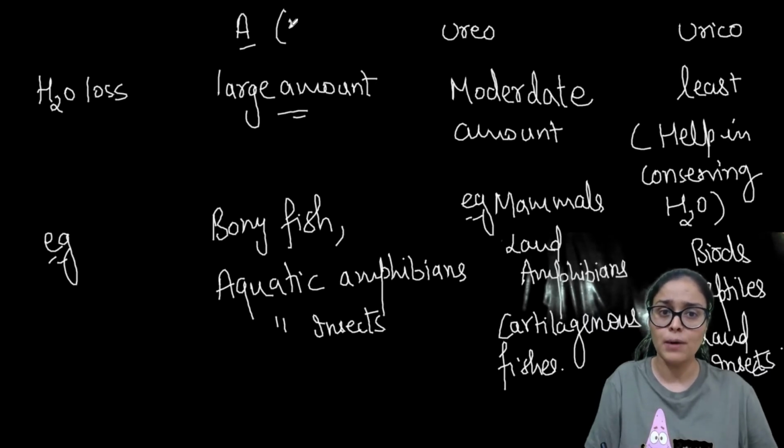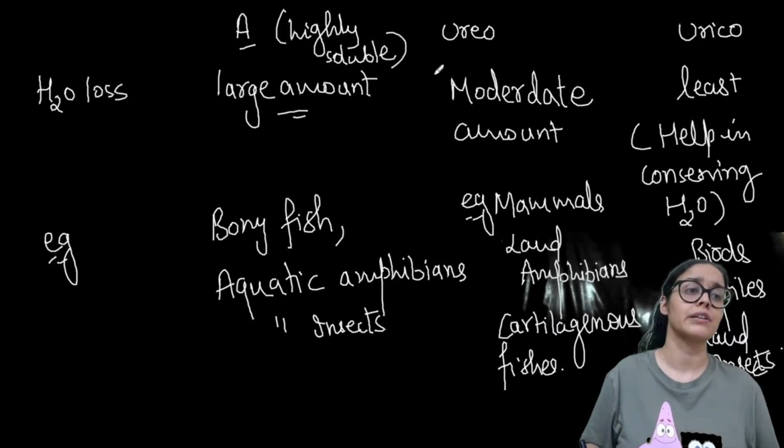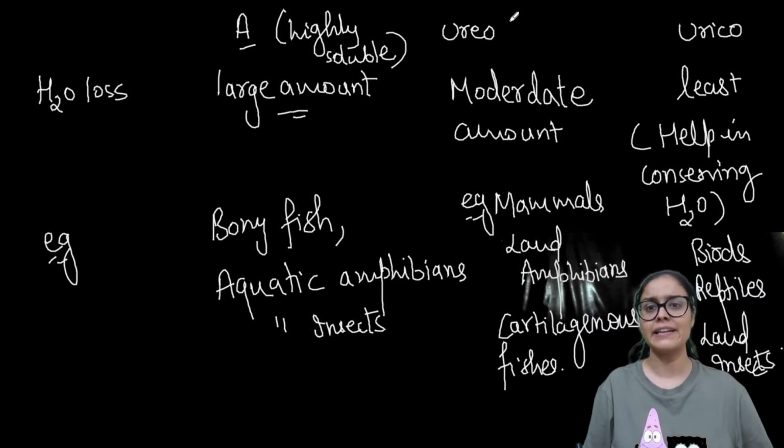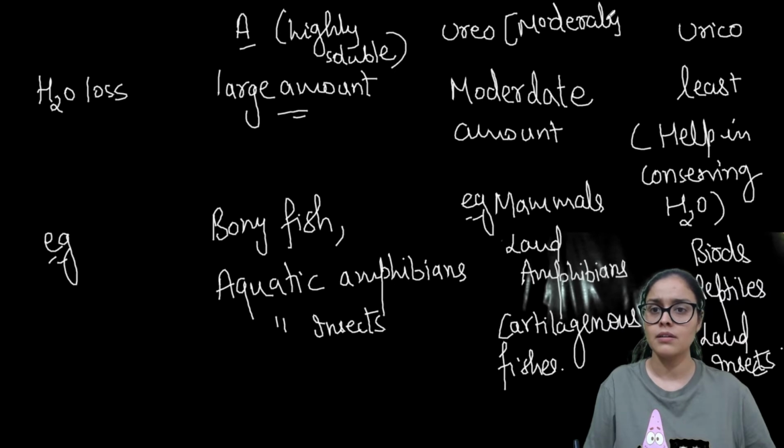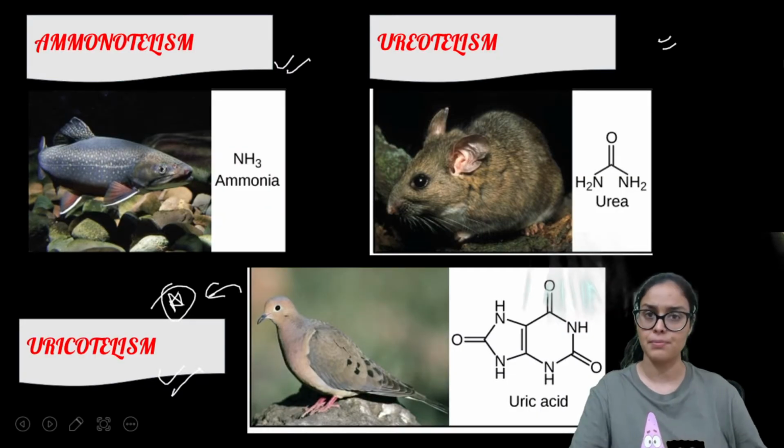So when we talk about ammonia, it is highly soluble, hence it is excreted through the general body surface, through the gill surface, right? Ureotelic, so it's simple, it's moderately toxic. Sorry, if we see the water solubility, it is moderately soluble. And when we talk about uricotelic, it is least soluble or insoluble, you can say. So it is insoluble or has the least solubility in water, that you have to remember, right?